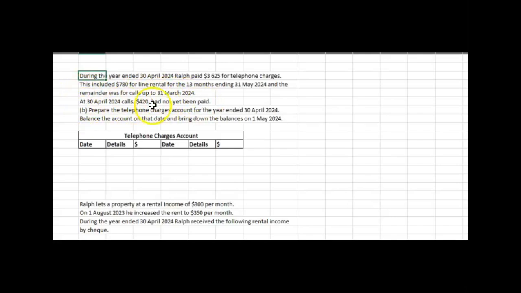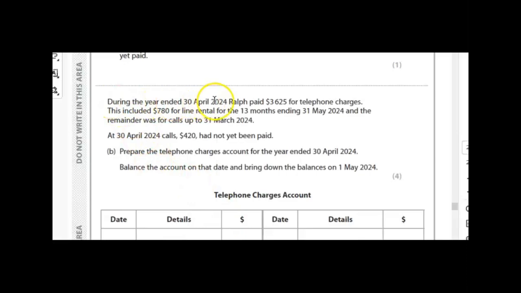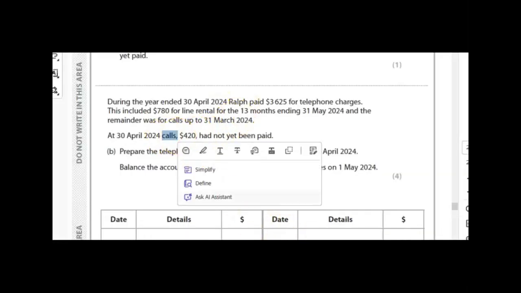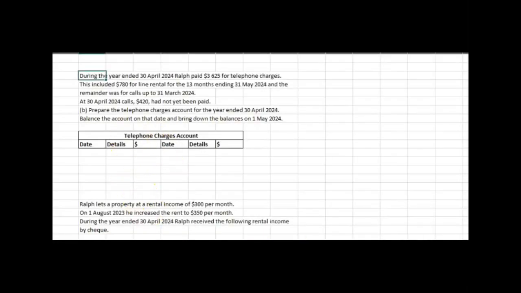Now let's try to find out the closing balance. So let's look at what happened on 30th April 2024. We can see in the question that they have paid $780 for 13 months, ending May 2024, and we also see that at the end of the year, $420 had not been paid yet. Let's account for this $420 first before dealing with $780, as the $420 is straightforward. If it's not paid, that means it belongs to the accounting year 1st May 2023 to 30 April 2024, but was not paid in that year, so Ralph owes this charge.